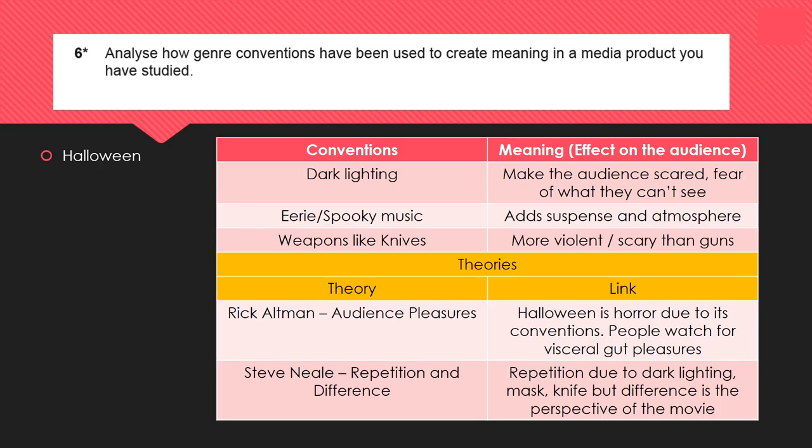Then what you could do is talk about the theories to back up what you're talking about. So Rick Altman, audience pleasures theory. This is to back up what you're talking about with all your conventions. So you could say that Halloween is a horror film due to the conventions that you've just talked about. And the reason why they are in there is because Rick Altman said that people want to watch for the visceral gut pleasure. Then you could talk about Steve Neale's theory and say that repetition is all of the conventions that are in there that have already been mentioned. And the difference is that the whole perspective of the movie is told from a different kind of viewpoint, different perspective.